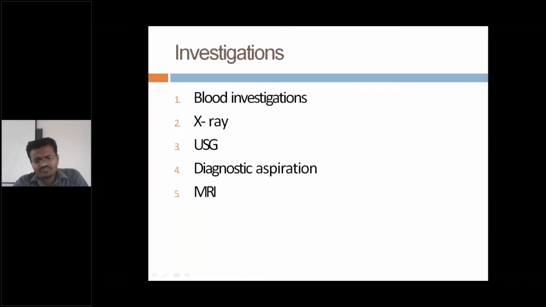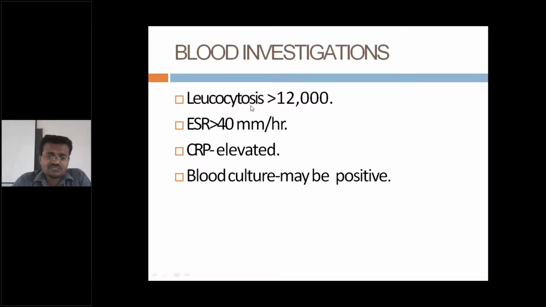The investigations are blood investigations, X-ray, ultrasound, diagnostic aspiration, and MRI. In blood investigations, whenever there is infection, there will be an increase in white blood cells. Leukocytosis means an increase of white blood cells, and particularly there will be more increase in neutrophils because it is an acute infection. In any acute infection there is an increase of neutrophils, and in any chronic infection an increase of lymphocytes. Therefore, TB being a chronic infection, there will be increased lymphocytes, but in any bacterial infection there will be increased neutrophils.